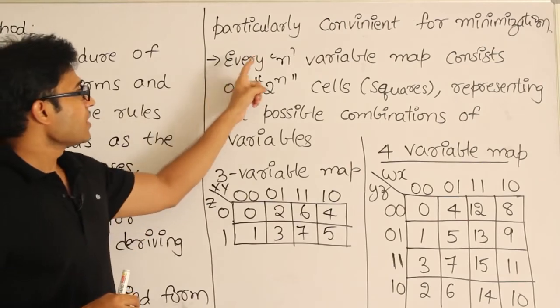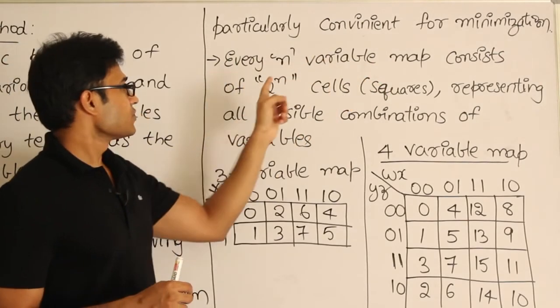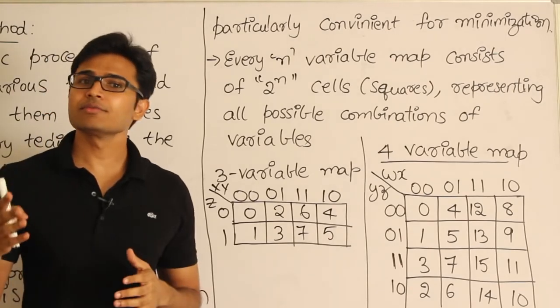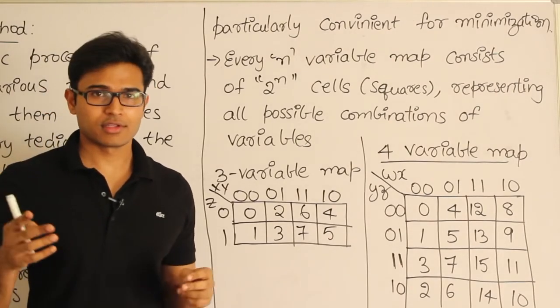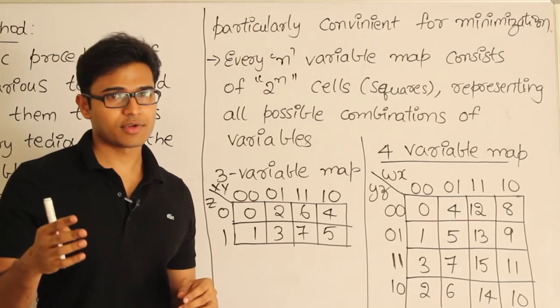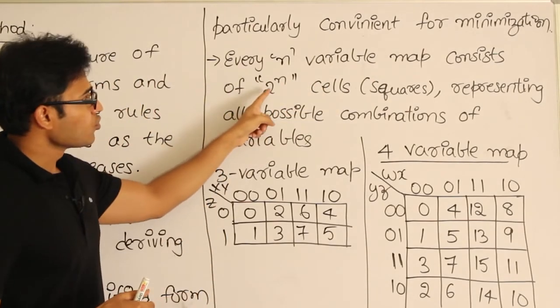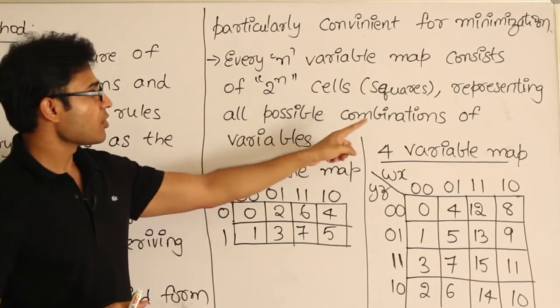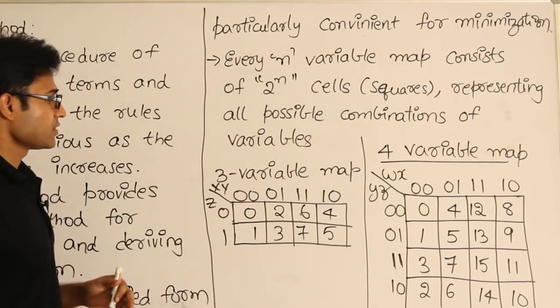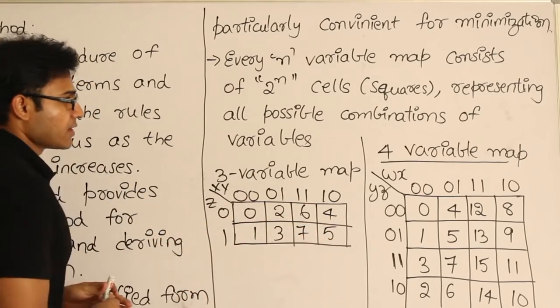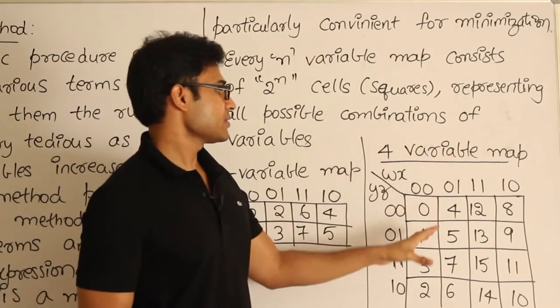Now every n variable map consists of 2 power n cells, which means if you have n variables, how many terms are there? Min terms, 2 power n. If you have 3 variables, 8 terms; 4 variables, 16 terms. Every n variable map consists of 2 power n cells representing all possible combinations of variables. For example, a 3 variable map has 8 cells, and similarly a 4 variable map has 16 cells, right?